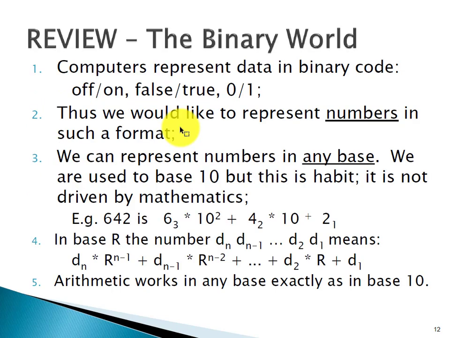So let's review what we spoke about, and we did speak about a lot of things. So the first thing I'd like to review is that we spoke about this dichotomy. Computers represent data in binary code, on or off, true or false, 0 or 1, high voltage, low voltage. And so because of transistors providing a reliable way to do this, we would like to represent numbers in such a format too. So we can represent numbers in any base.